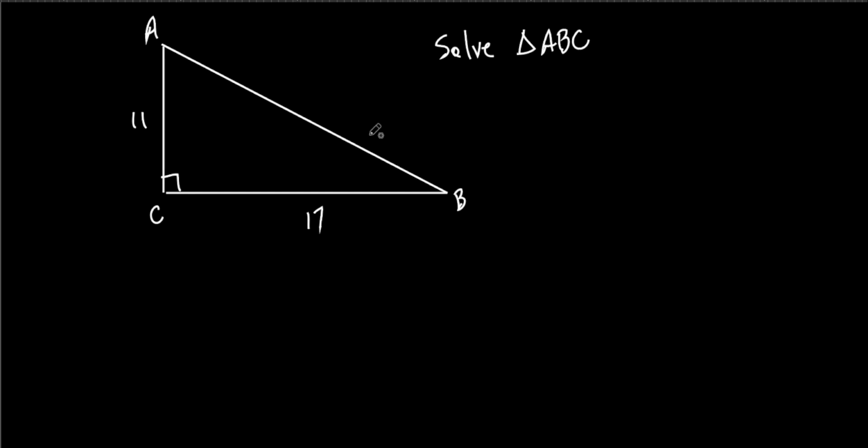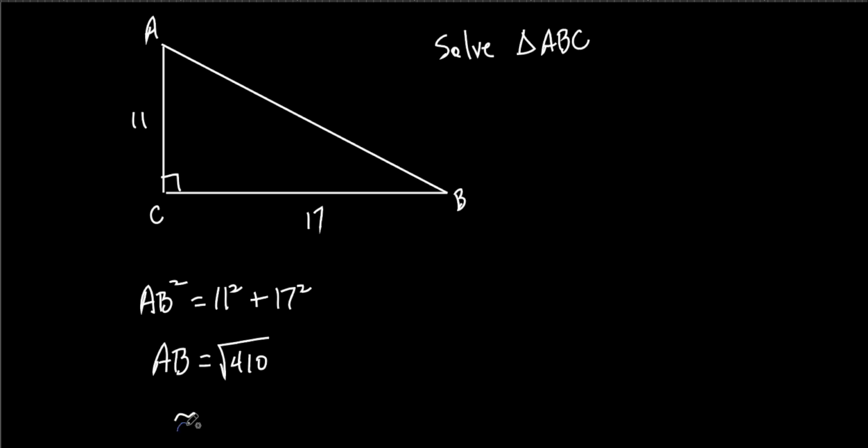Yeah, let's do AB. Let's do Pythagorean theorem. So we know how to do that. So AB squared is equal to 11 squared plus 17 squared. I'll do the math for you. I've already done it. This is weird, but it comes out to the square root of 410. And I don't know if that simplifies or not, but they allow you to just put it as a decimal. So we're going to put that into our calculator, and you get approximately 20.2.